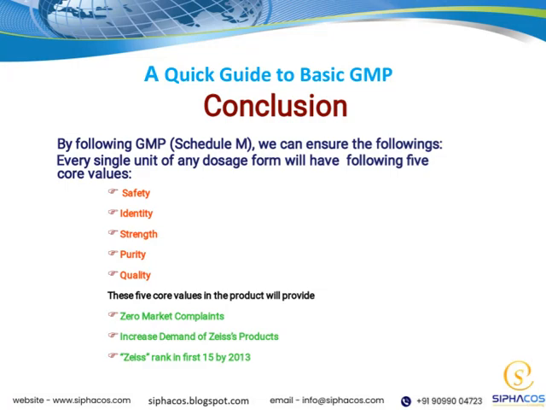Let's take a quick look at a basic guide to good manufacturing practices, or GMP. This is crucial because it helps ensure that our products are safe, effective, and of high quality. First, GMP emphasizes the importance of a clean and well-maintained environment. This means proper sanitation and hygiene are non-negotiable.